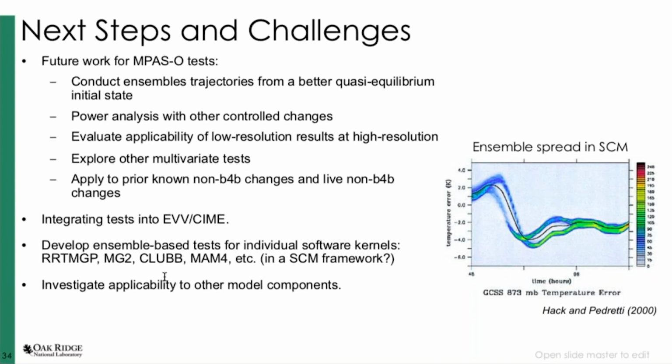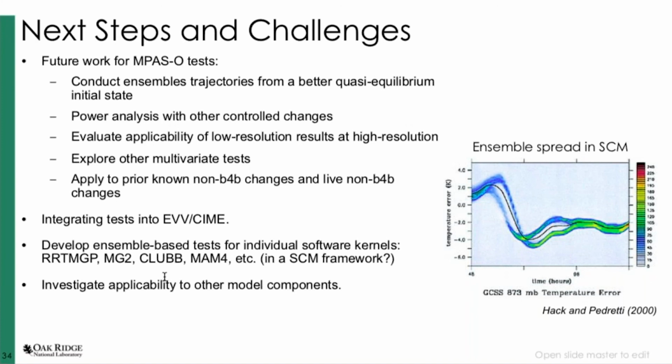And then we want to explore other multivariate tests for the ocean and use cases where there have been non-bit-for-bit changes in the past, and we want to use our test to see if we can catch those. And we want to integrate this into Eve, of course, so that this can be used by the larger community. And the next step is to extend these tests to individual software kernels, for example, RRTMGP, MG2, MAM4, etc.